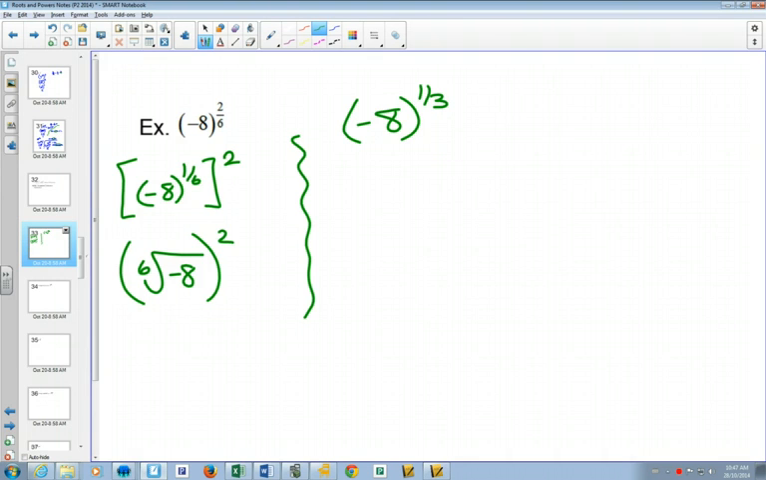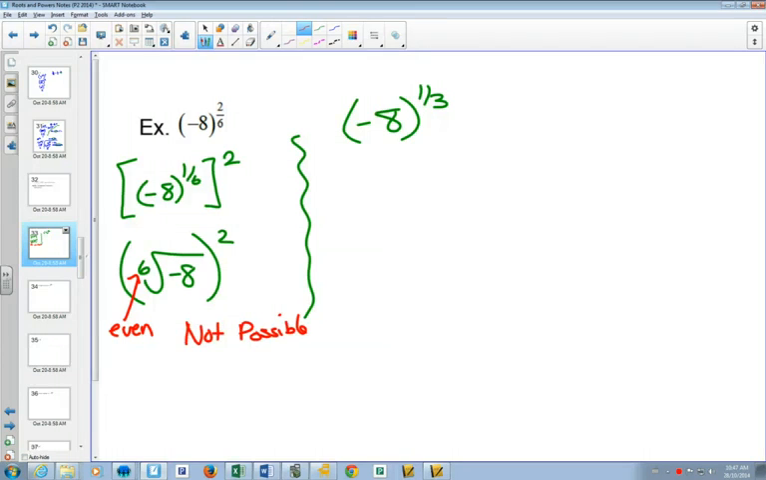The same problem with square roots happens with 4th roots, happens with 6th roots, when this is an even number. What is the square root of a negative? Can you take the square root of a negative? You can't take the 4th root of a negative. You can't take the 6th root of a negative. Anytime you have an even number and you're trying to take a root of a negative number, it's not possible.